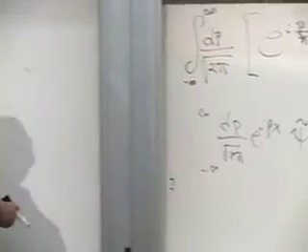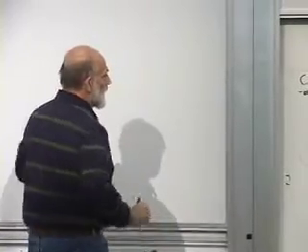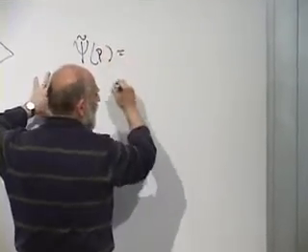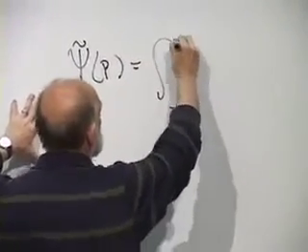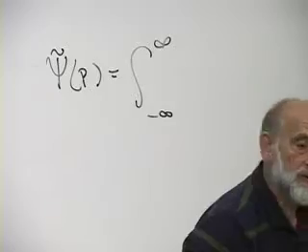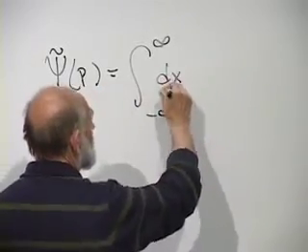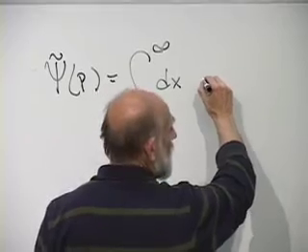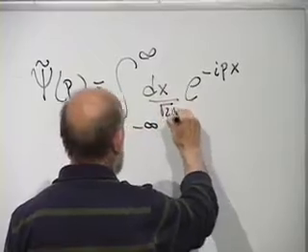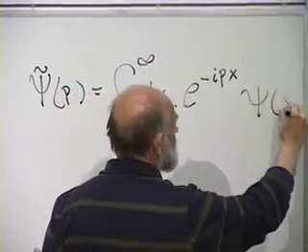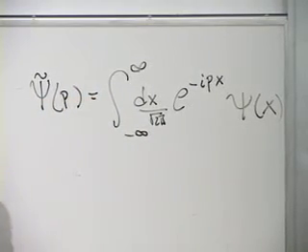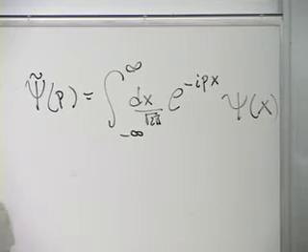Let's put it up here. Psi twiddle of p is equal to the integral from minus infinity to infinity, now not dp, but dx, of e to the minus ipx over square root of 2 pi times psi of x. So if somebody tells us what psi of x is at a certain instant of time, let's say at time t equals 0, we can reconstruct what psi twiddle of p is.